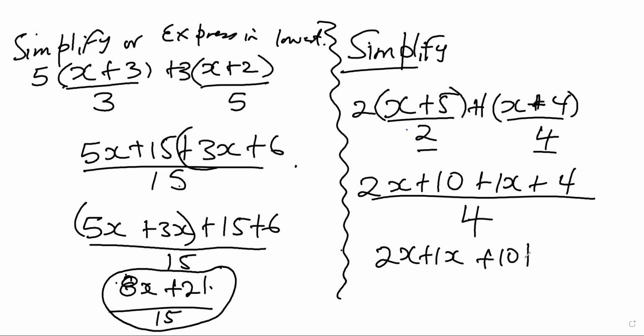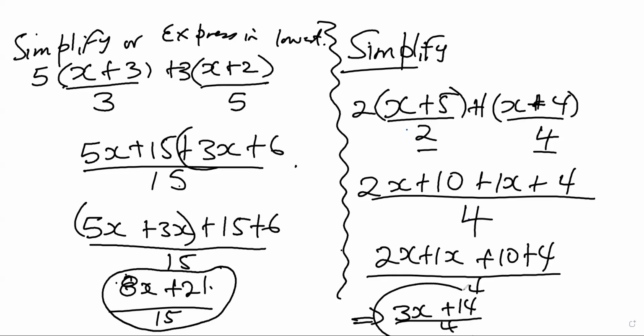So we group like terms. So 10 plus 4 over 4. So the final result, 2x plus 1x, that's 3x. 10 plus 4, 14 over 4. And we're done. Alright, so I'm going to give you some time to take down that, guys, and then we can do some.